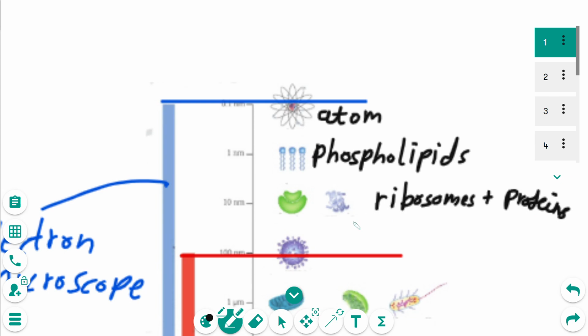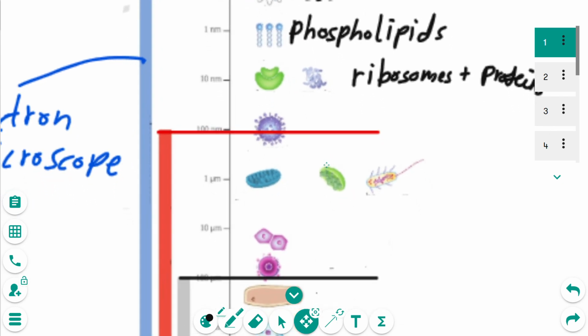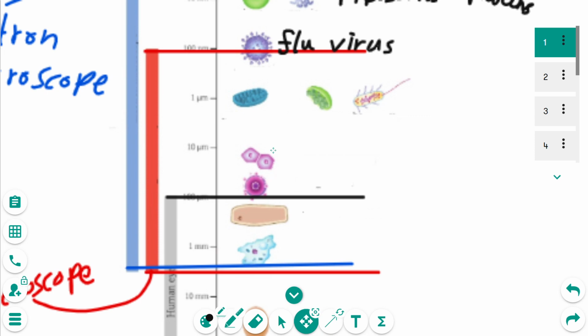Then we come down to here, and at 100 nanometers you're not able to see this with a light microscope. You can only use an electron microscope for this, and these are viruses. This one typically is the flu virus. And then we start getting into the light microscope range. These objects you can see with both an electron and a light microscope.